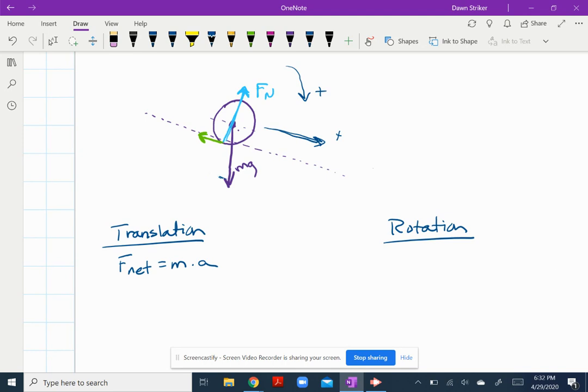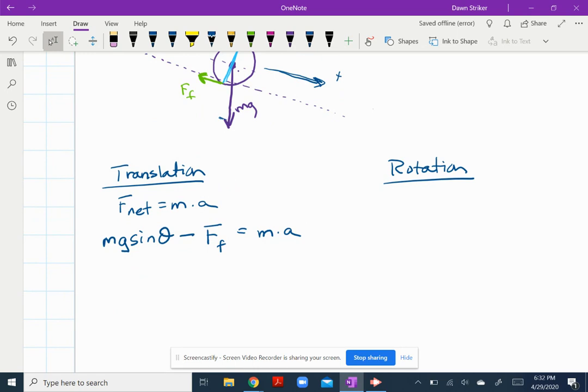And so what does that look like? mg sine of theta is the force pointing down the ramp minus the force of friction, which I neglected to label up in my drawing. And that's going to equal mass times acceleration. Again, I can rewrite this if I want to. mg sine of theta minus ma equals force of friction, only because I know that I'm going to get another formula for force of friction from the rotation side, and then I'll be able to put them together. All right, so that's translation.